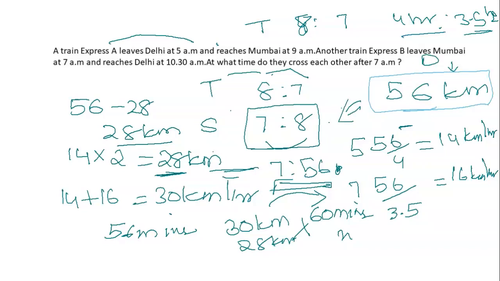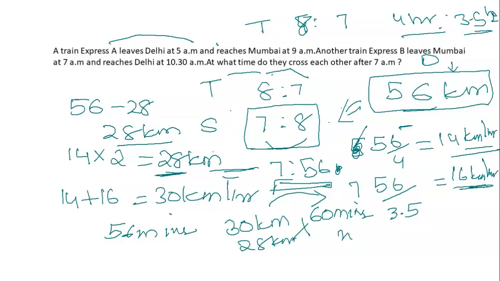So I can do this: 56 kilometers. The first train goes 56 kilometers in 4 hours, which means it goes at 56 by 4, 14 kilometers per hour. The second train goes 56 kilometers in 3.5 hours, which means it goes 16 kilometers per hour.